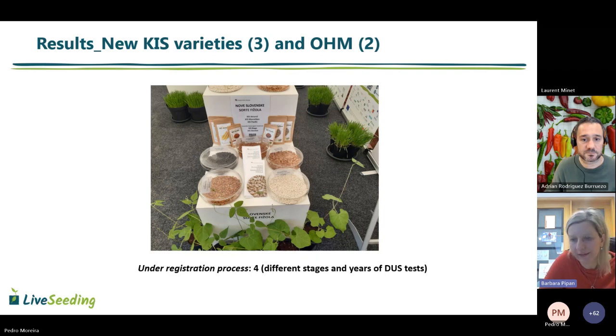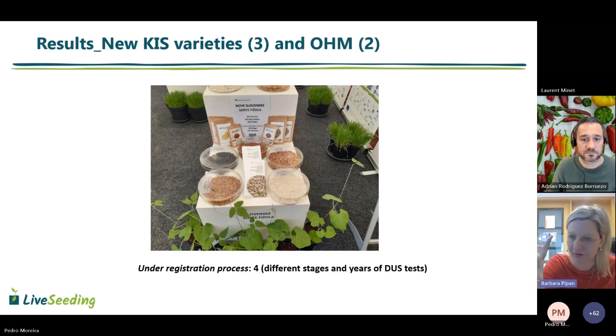And four candidate varieties are still under the DUS testing as well, at different stages. Maybe here it would also be interesting to explain the denomination of the variety, because you saw that when we submit the candidate variety to the variety office, we supply a breeder's reference. This is a kind of mark and label for the proposed variety, and we also have to propose the denomination. So we have KISS Amand, KISS Marcellian, KISS Pauline.